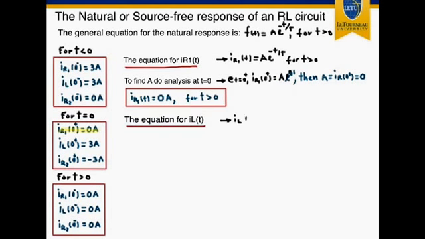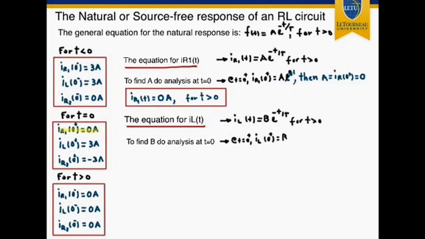The equation for I sub L, again, is of the form of the natural response, so it's going to be I sub L equal to B e to the minus t over tau for t greater than 0. To find B, we do the analysis at t equals 0, and we set that I sub L of 0 is equal to B exponential to the 0, where B is just the initial condition of I sub L at 0 plus. That initial condition is 3. So our equation for I sub L of t is equal to 3e to the minus t over tau for t greater than 0.